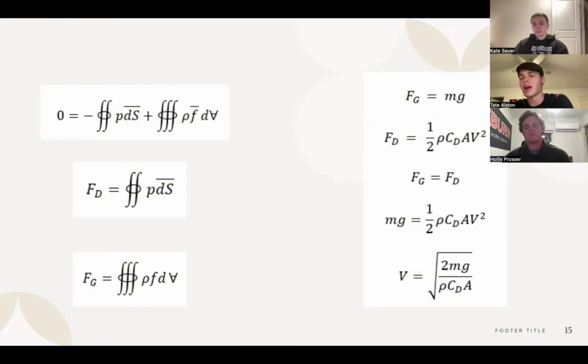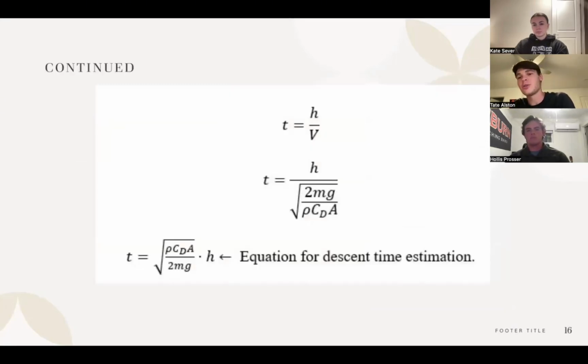And then the drag equation used is the equation for an object traveling through air at a steady speed. So this drag force equation, 1/2 rho CD A V squared, is the equation of drag force for an object traveling through air or fluid at a constant speed. You set those equal to each other and you isolate V, and so you get that equation. But now you can plug that into the simple equation of time being equal to the height over the velocity. So you plug that in, so you have height over the square root of 2mg over rho CDA.